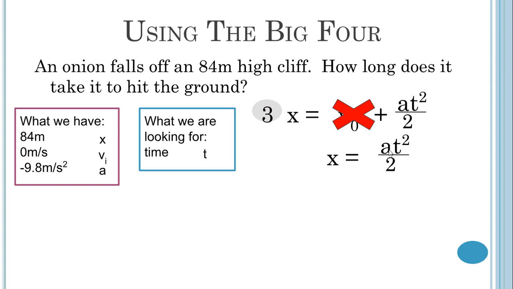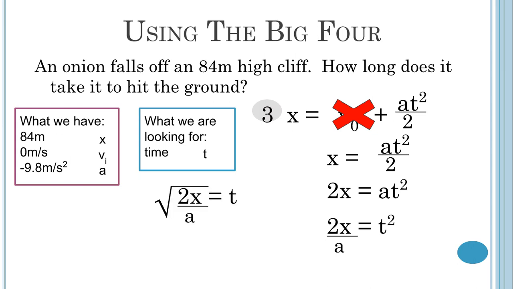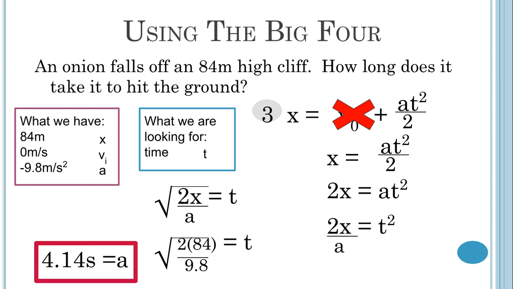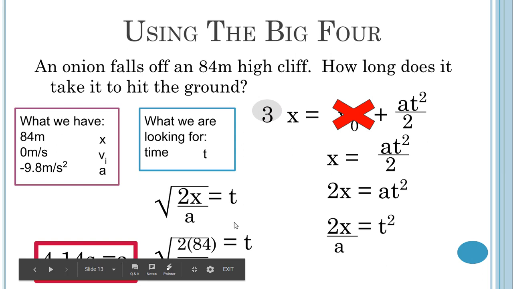So right now I have this mess divided by 2. So I need to get rid of the 2 first. So I multiply 2 on each side. So I have 2x equals at squared. I need to get rid of the a, so I'm going to have 2x over a equals t squared. But I don't want time squared, I want time. So I need to find the square root. Plug in my numbers. That onion is going to fall for 4.14 seconds. And that's going to be equal to time, not to acceleration.